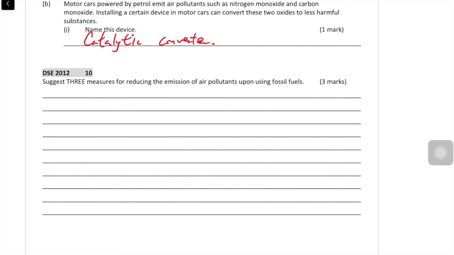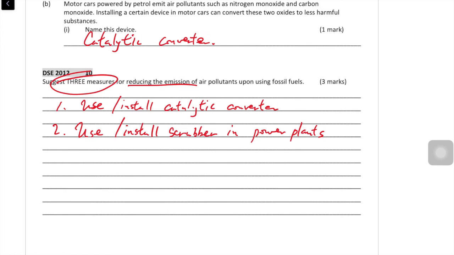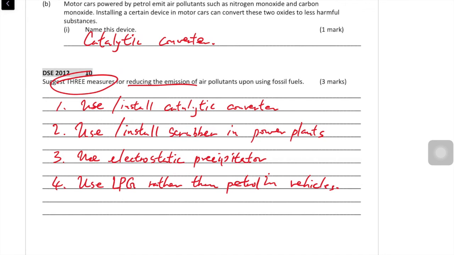Finally, there are 3 measures on how to reduce the emission by using fossil fuels. So we got many choices. Use of catalytic converter, install scrubber in power plants. For factories, we can use electrostatic precipitator. And finally, we can use LPG rather than petrol in vehicles. So you have many choices. So this will be the end of this exercise.